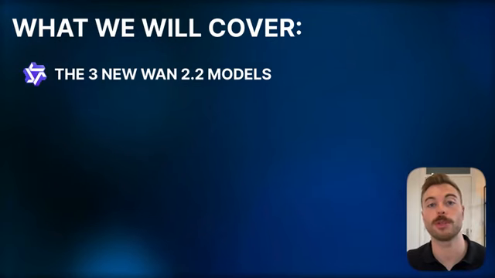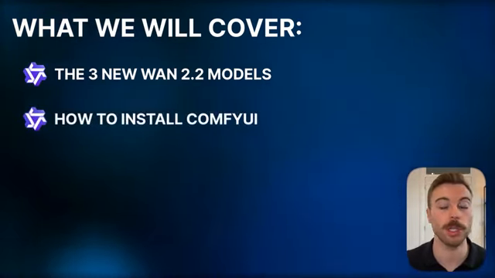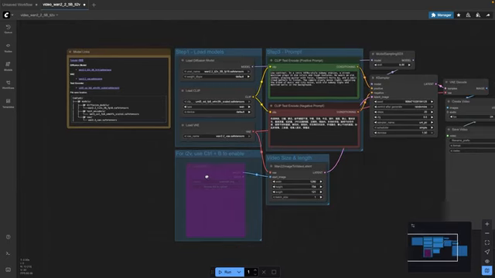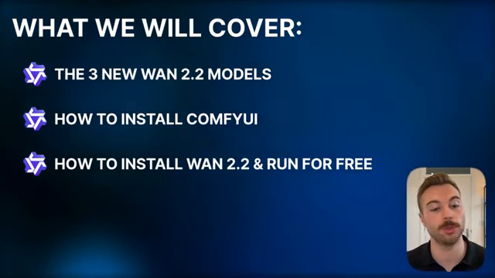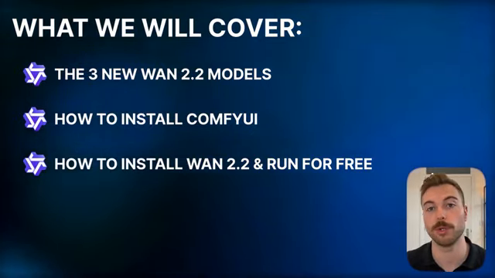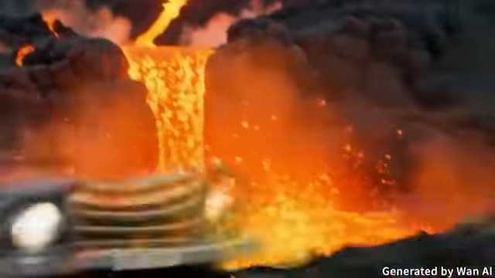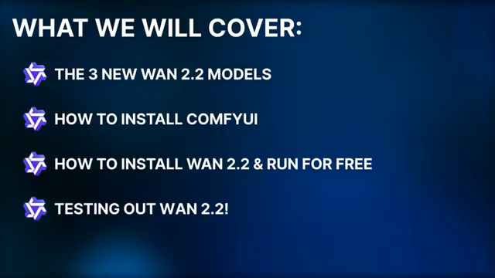In today's video, we're going to cover the 3 different models that WAN has released. We're then going to cover how to install ComfyUI, so we've got a nice, easy interface to use it with. And then we're going to go through and show you how to install WAN 2.2 so that it's completely free to use on your local computer. And we're going to get into some examples, what it looks like, some great prompts, and much, much more.